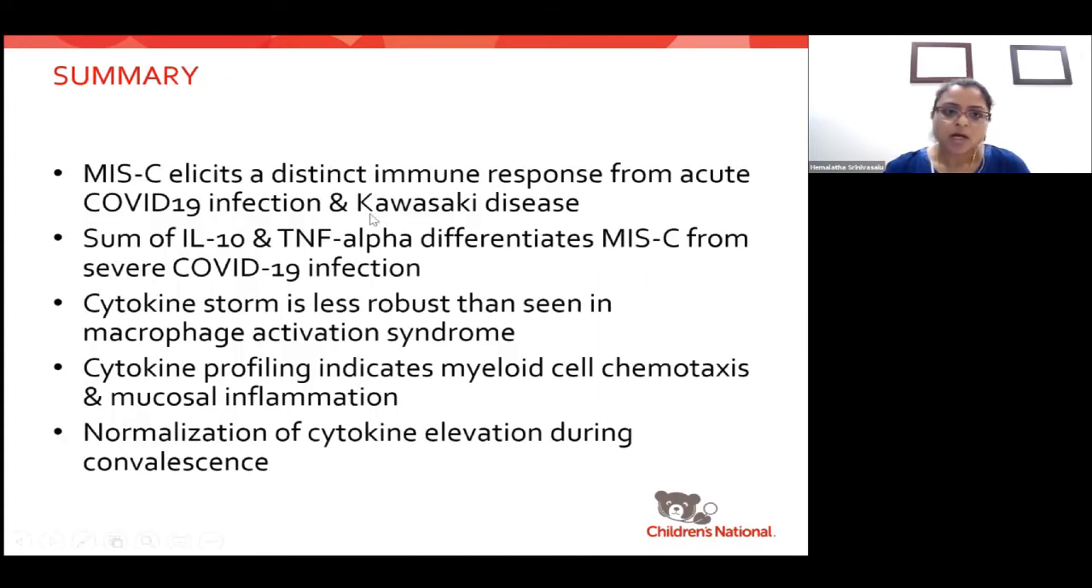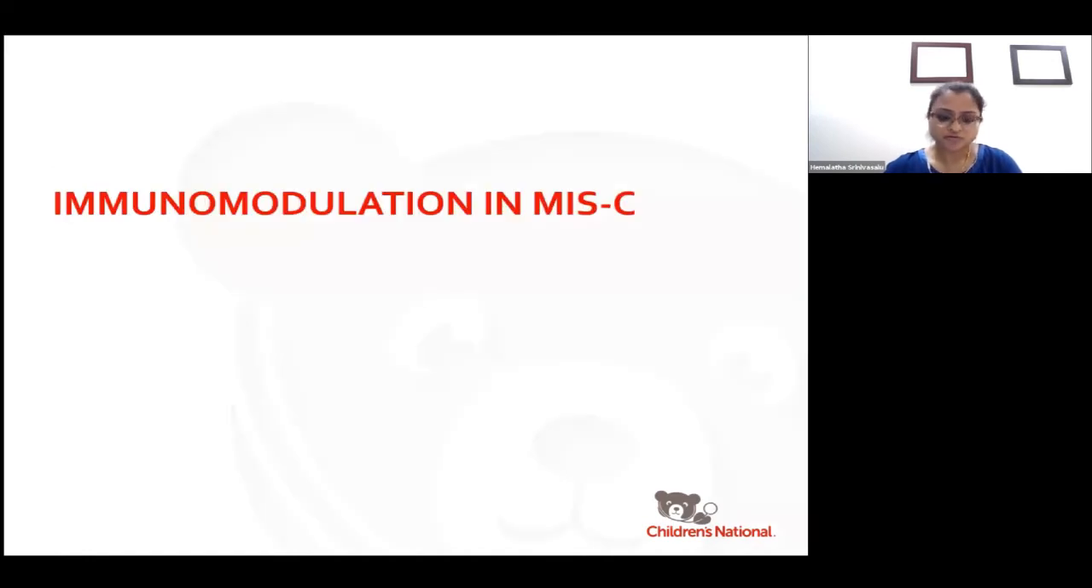In summary, MIS-C elicits a distinct immune response from that of acute COVID-19 infection and Kawasaki disease. The sum of IL-10 and TNF alpha differentiates between MIS-C and severe COVID-19 infection. The cytokine storm seen in MIS-C is less robust than seen in macrophage activation syndrome due to other conditions such as systemic JIA. Cytokine profiling indicates myeloid cell chemotaxis and mucosal inflammation, and there is normalization of cytokine elevation during convalescence. Now we'll shift gears and talk about immunomodulation in MIS-C.